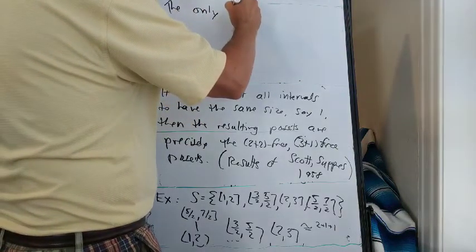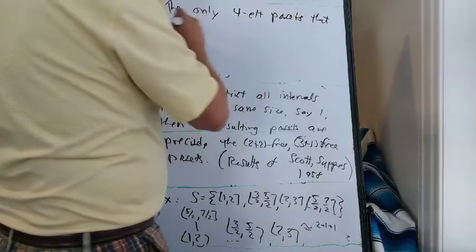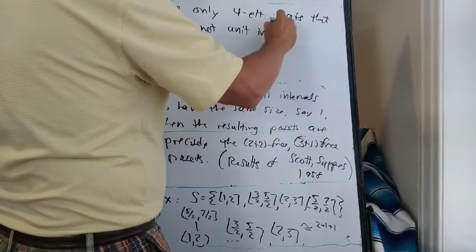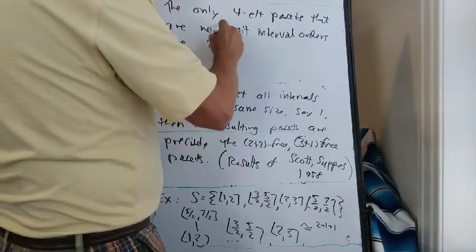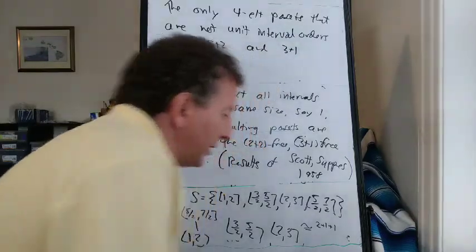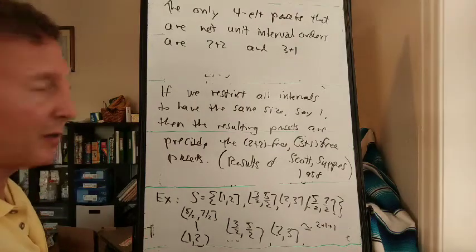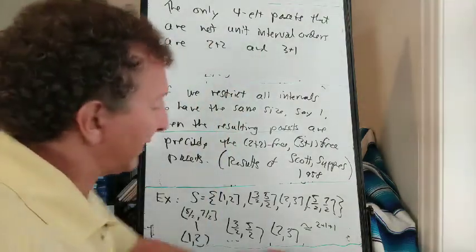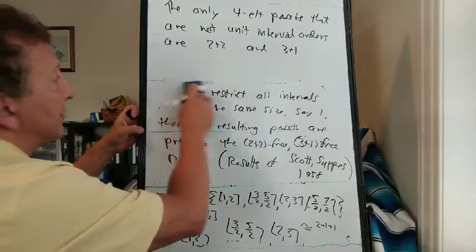Now the only 4-element posets that are not unit interval orders are 2 plus 2 and 3 plus 1. Now there were 16 4-element posets that we drew in another video. The fourth Catalan number is 14. So if we take away these two, there's Catalan number many posets left.